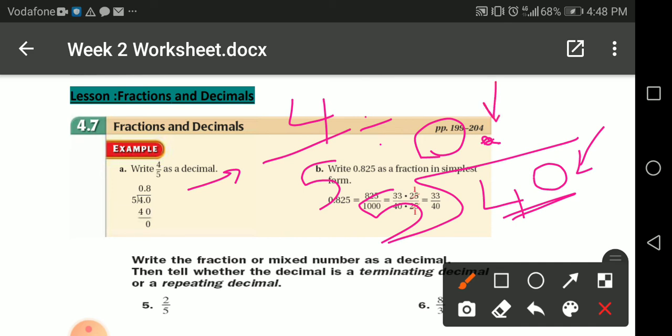Decimal point. 40 divided by 5 gives me 8. 8 times 5 gives me 40, so 0, 0. So I have here 4 over 5, it's 0.8. Okay, guys, this is one way.